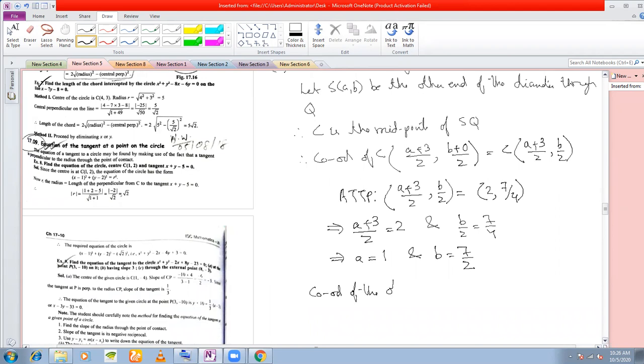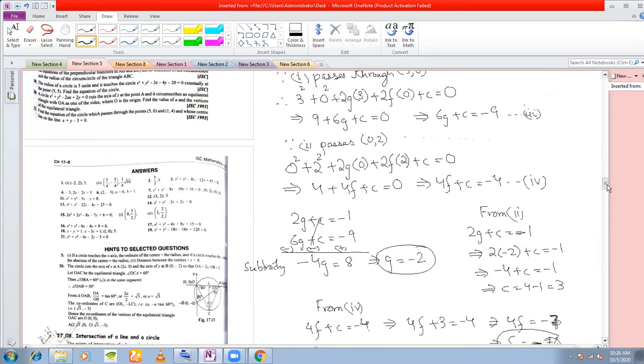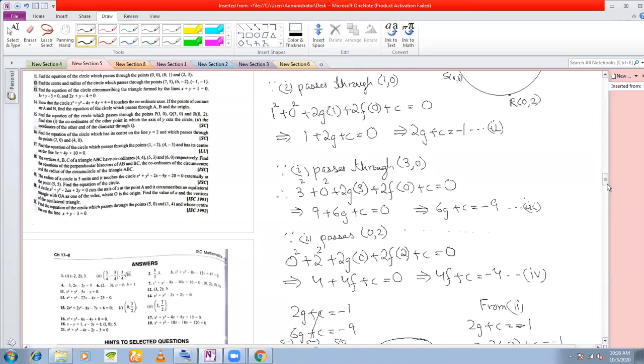So what are the coordinates of the other end of the diameter through Q? The other end of the diameter through Q is S, AB. And what is the value of A and B? 1, 7 by 2. Okay, so this is what. Now this is a very important problem, that is how to find out the equation of a circle through 3 given points. So this is an important kind of problem.